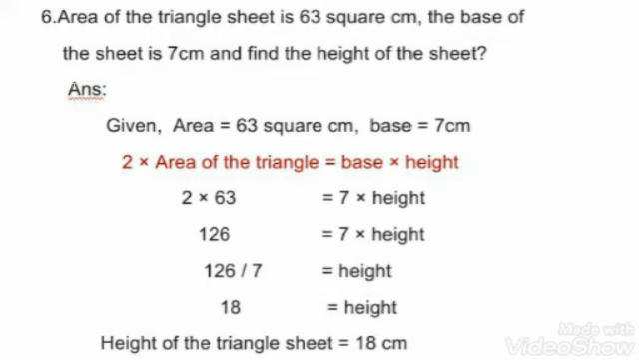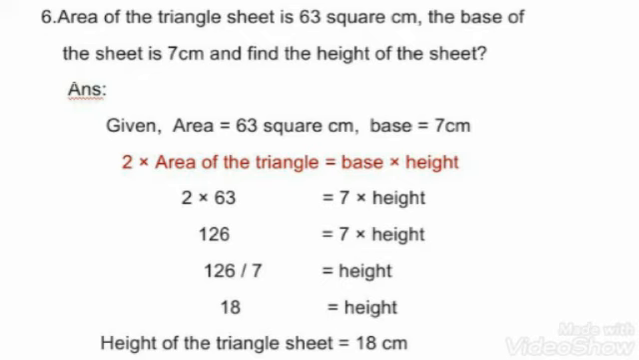Next you see, area of the triangle sheet is 63 square centimeter. The base of the sheet is 7 centimeter and find the height of the sheet. Area is equal to 63 square centimeter. Base is equal to 7 centimeter. So, you have to find height. That is, what is the formula? 2 into area of the triangle is equal to base into height. Therefore, 2 into 63, which is equal to 7 into height. Okay, base is 7, so height we want to find. 2 into 63, 126, which is equal to 7 into height.